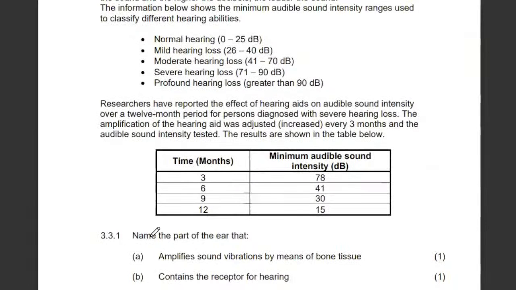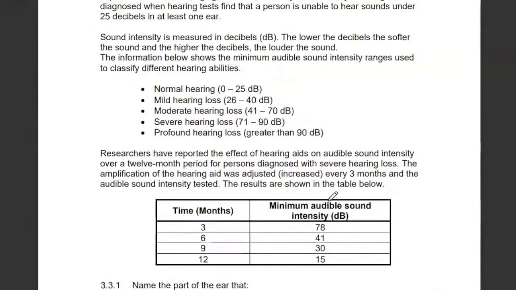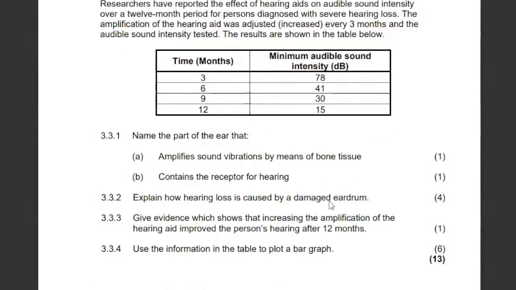They're saying, name the part of the ear that amplifies the vibration. So that's the ossicles. So the answer here must be ossicles. And then, contains the receptor for hearing. The receptor for hearing is the cochlea. Then, explain how hearing loss is caused by a damaged eardrum. How is this hearing loss caused by the damaged eardrum?